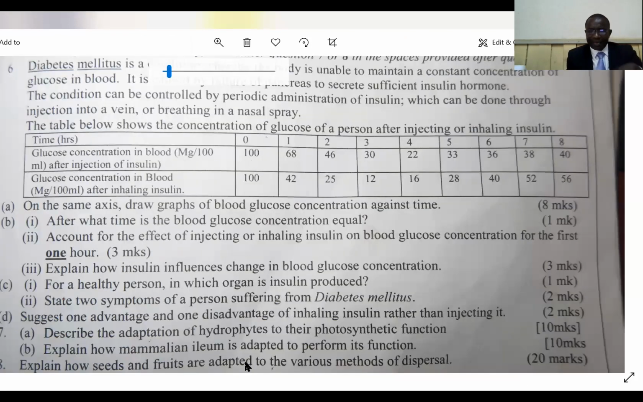So we were magnifying so that you are able to see clearly. I hope you should have written: account for the effect of injecting or inhaling insulin on blood glucose concentration for the first 1 hour. I would have wished you write that question so that you see the response, because that 3 marks is not just going to be given to a student who may not have known the secret of the marks.